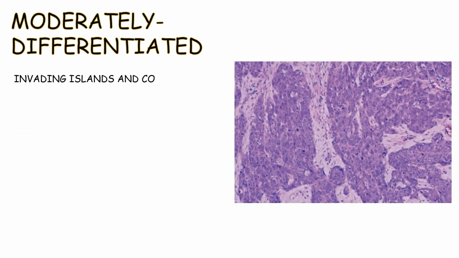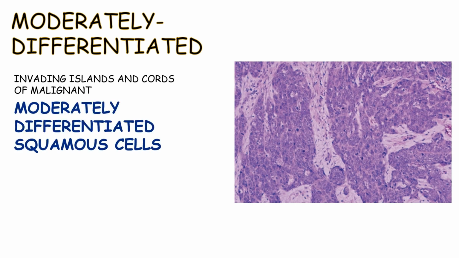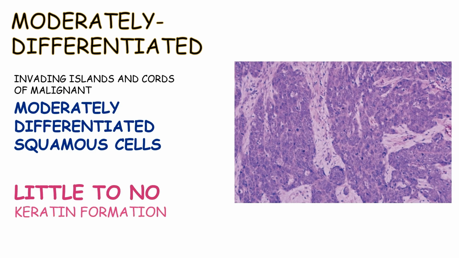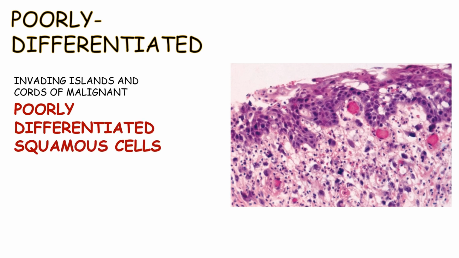Just as the name suggests, the cells present in the islands and cords of this variety of squamous cell carcinoma have lost a bit of resemblance to normal squamous cells and have become moderately differentiated. And there is little to no keratin formation in this variety. While in poorly differentiated squamous cell carcinoma, the cells have lost most of their resemblance and are termed poorly differentiated. There is no keratin formation in this type.